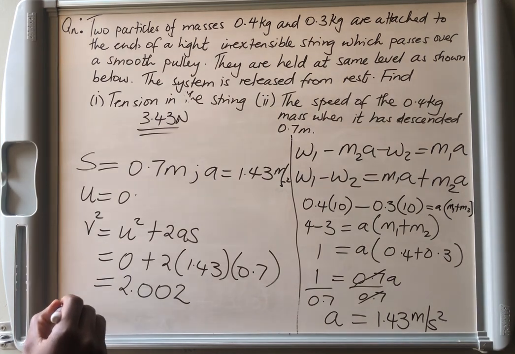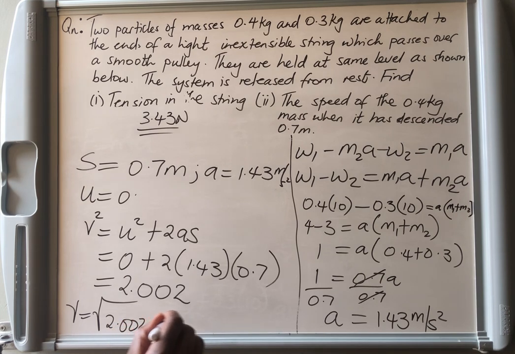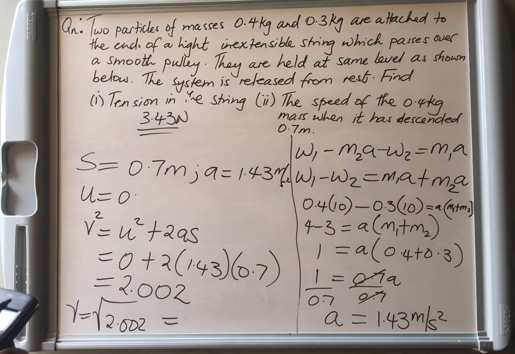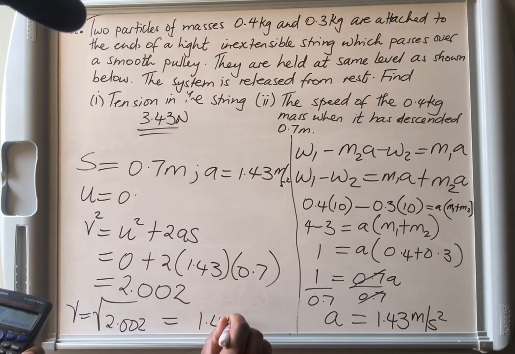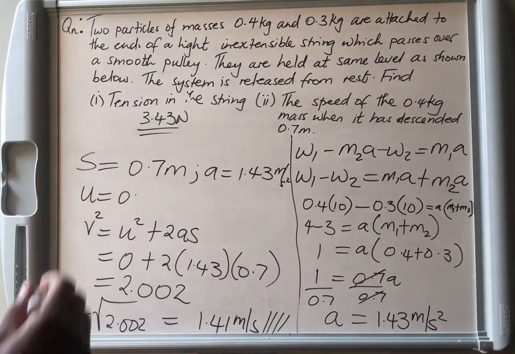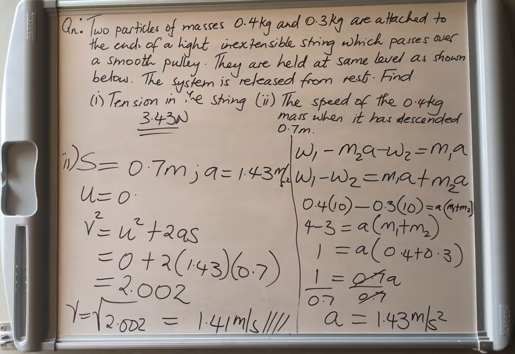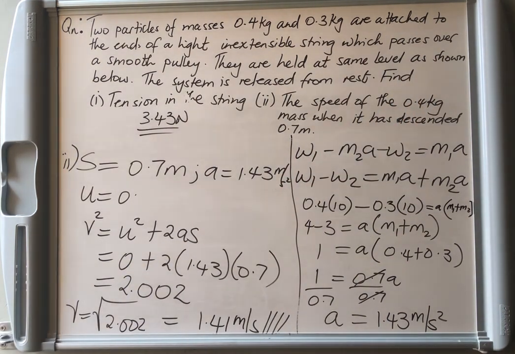We need V. Therefore, V will be equal to root of 2.002, and that will give us what? Square root of this number. Okay, so it's 1.41 meters per second. So this is the speed. This is the answer for part 2. This is the speed of the 0.4 kg mass when it has descended 0.7 meters.